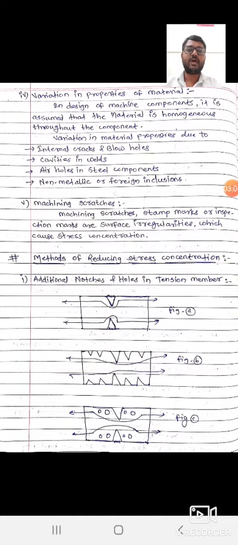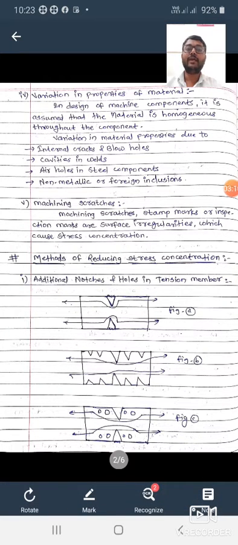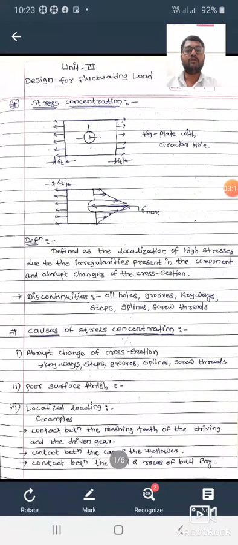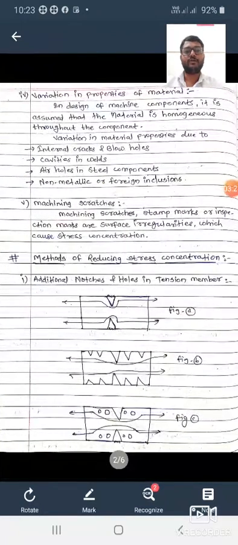Machining scratches, stamp marks or inspection marks are surface irregularities which cause stress concentration. So these are the 5 important parameters due to which stress concentration occurs.